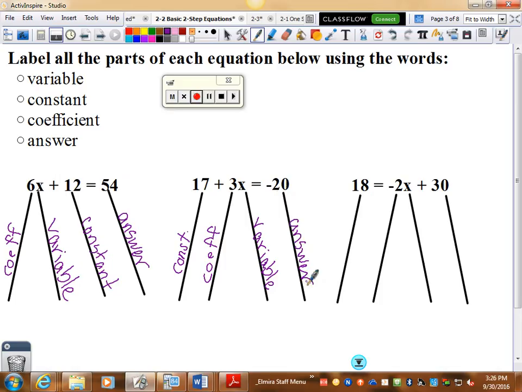Okay, last one. 18, that's our answer because it's right next to the equal sign and nothing else is with it. -2 is next to the variable, that's the coefficient. X is a variable. And 30 is a constant. Okay, so make sure that you really understand the vocabulary no matter what order things go in. Okay?